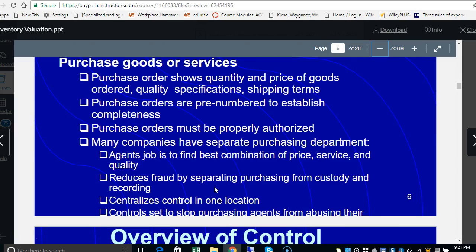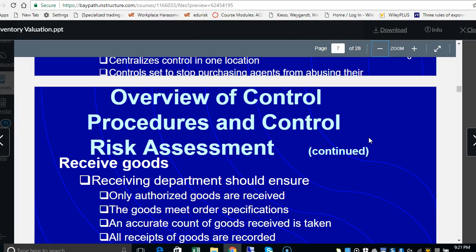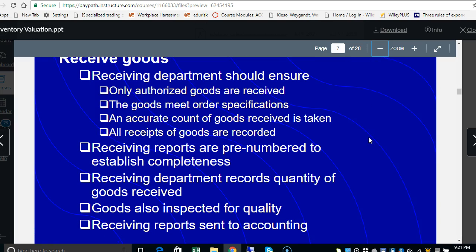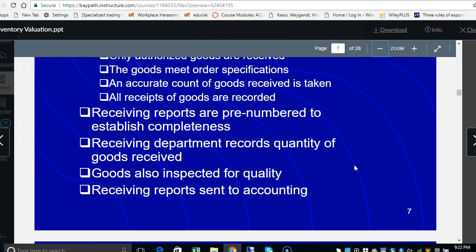Many companies have a separate purchasing department. The agent's job is to find the best combination of price, service, and quality. This reduces fraud, centralizes control in one location, and is a control set to stop purchasing agents from abusing their position. Receiving goods. The receiving department should ensure only authorized goods are received, the goods meet order specs, and an accurate account of goods received is taken. All receipts of goods are recorded. The receiving department records the quantity of goods received at the correct price. Goods are also inspected for quality. Receiving reports are sent to accounting.